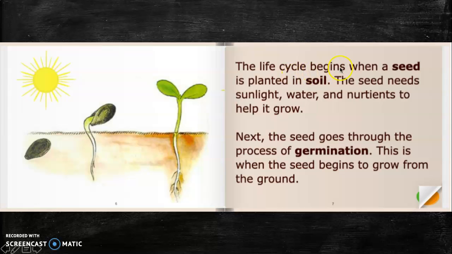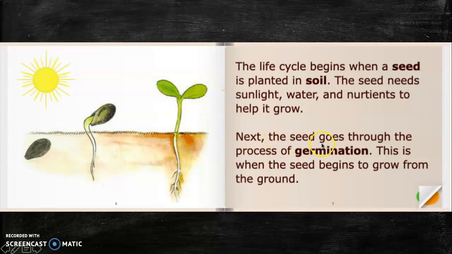The life cycle begins when a seed is planted in the soil. The seed needs 3 things. It needs sunlight, it needs water, and it needs nutrients to help it grow.